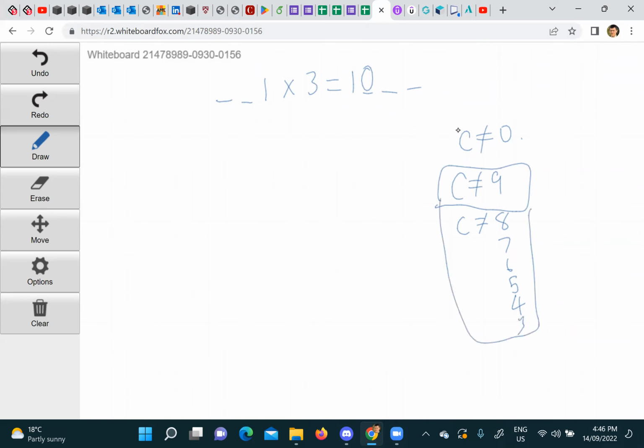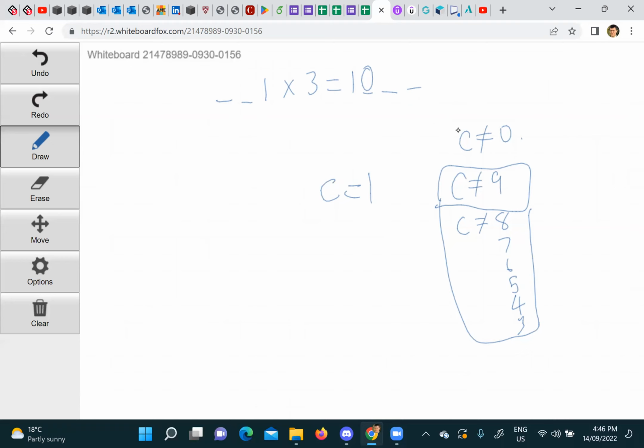So if C is not 0, 3, 4, 5, 6, 7, 8, or 9, what can it be? What can C be? It could be 1 or 2, right? That's a very different statement than saying C can be 1, right? C can't be 9.